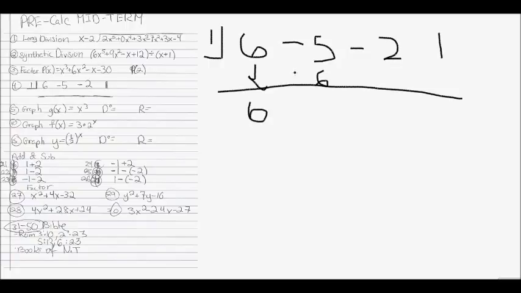Bring down the 6. 1 times 6 is 6. Right, negative 5 plus 6 is plus 1. 1 times 1 is 1. 1 times negative 1 is negative 1. No remainder. So our answer is the following.